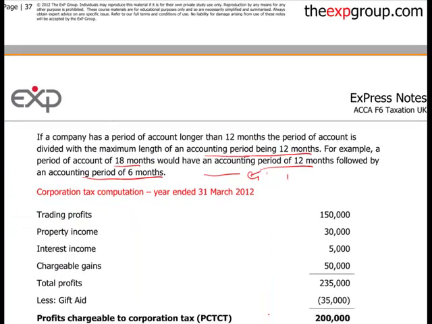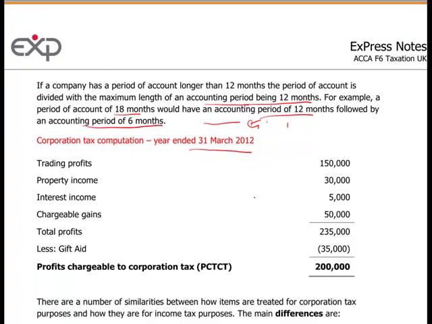Corporation tax computations, so here's an example, year ended 31st of March 2012. So somebody's calculated here that the trading profits are 150. They've got property rental income of 30,000. They've got some interest income, chargeable gains, total profits. Now, if the company makes some gift aid payments, they come off here, 35,000 in this example. Profits chargeable to corporation tax, PCT, 200,000.